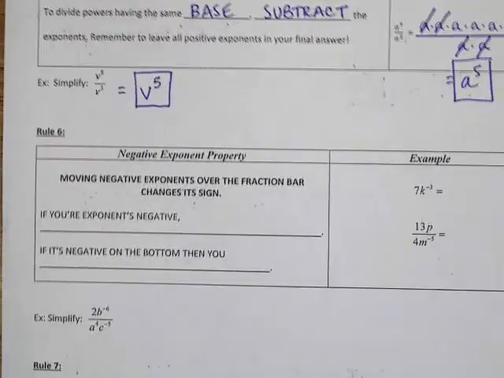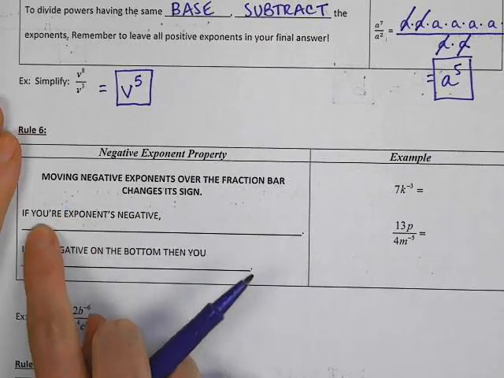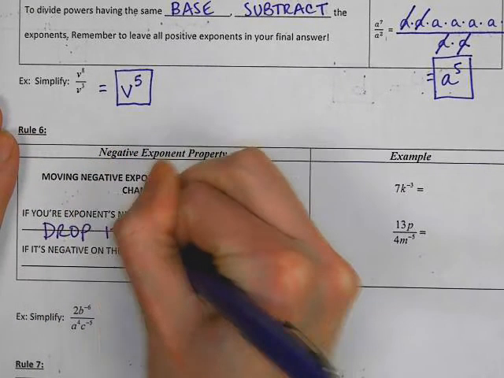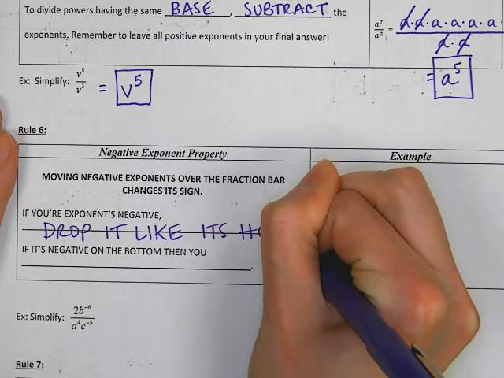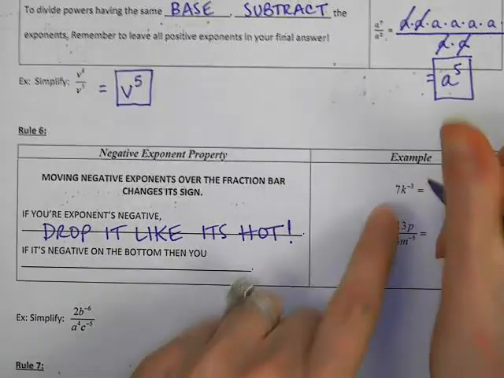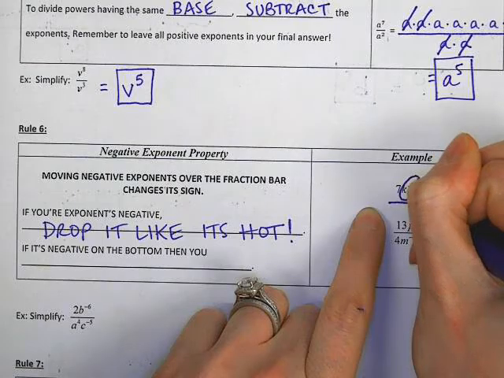All right, on to negative powers. Okay, you guys know that Snoop Dogg song, drop it like it's hot, drop it like it's hot. You know that song? So that's this rule. If your exponent's negative, drop it like it's hot. So here's what happens. If you guys have a negative exponent, you need to drop it to the denominator.